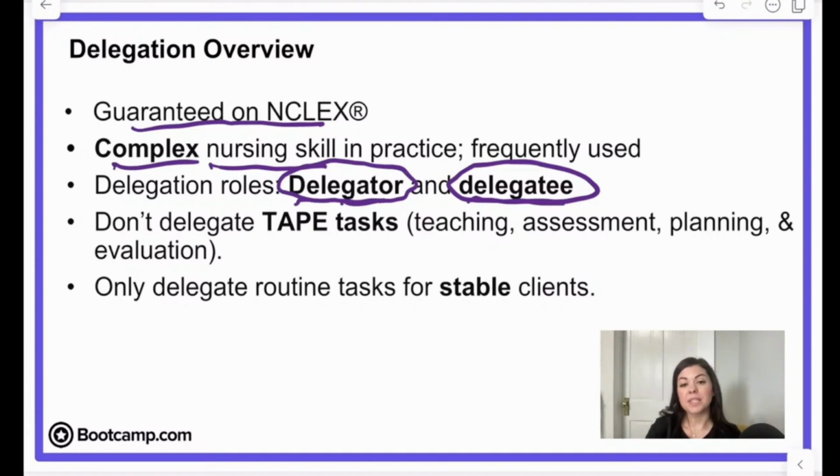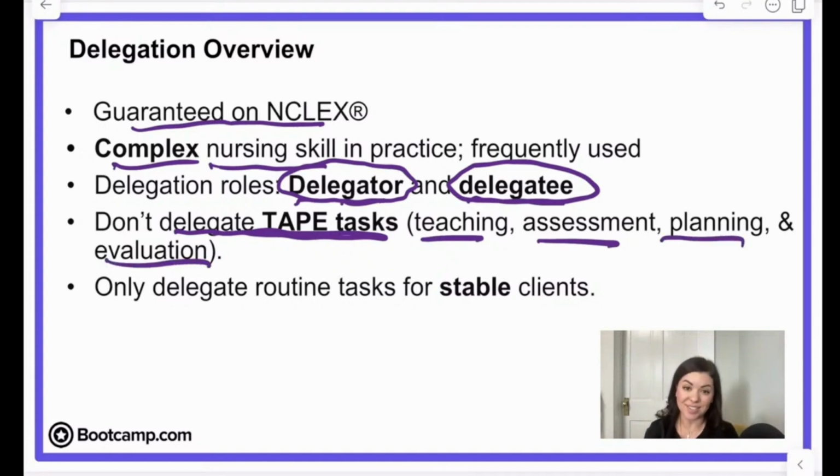Two helpful tips I want to stress right now that we can use as we navigate these practice questions on the next couple of slides. The first one is we don't delegate TAPE tasks. TAPE is just a good memory tool, but it's basically saying we're not going to delegate steps of the nursing process that require clinical judgment. These include teaching, assessment, planning, and evaluation. That is the registered nurse's job.